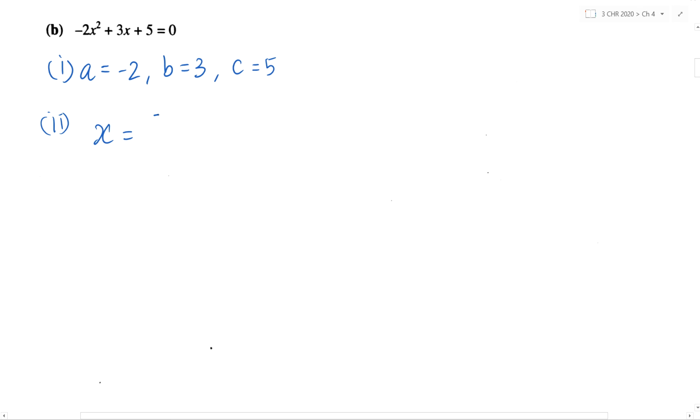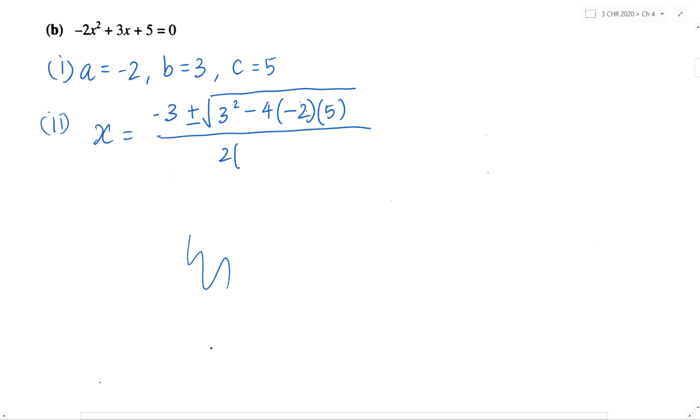Minus B, right? What is the value of B? 3. Plus, minus. Right? What do I write next? Square root. What square? 3 square. Minus 4 times -2. See the bracket over here? -2. Then multiply by 5. Close bracket. Close your square root. All these is divided by 2 times of -2.